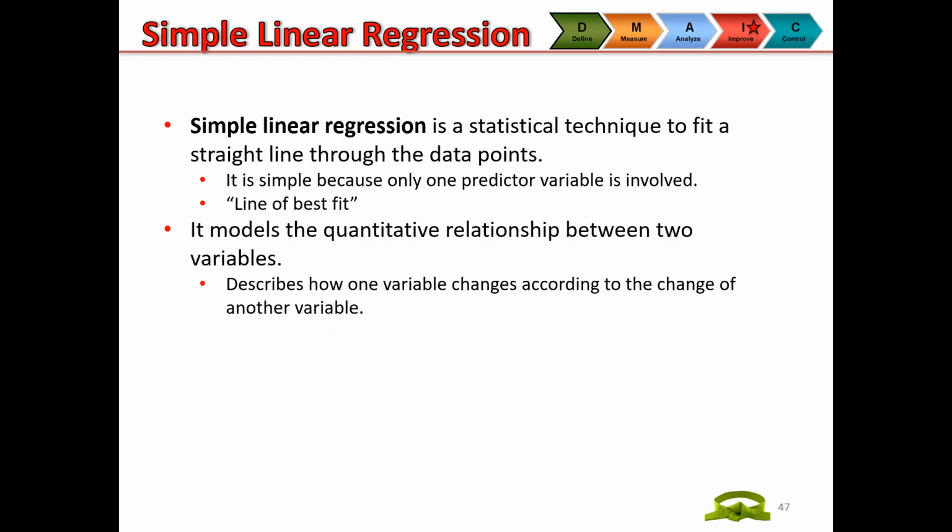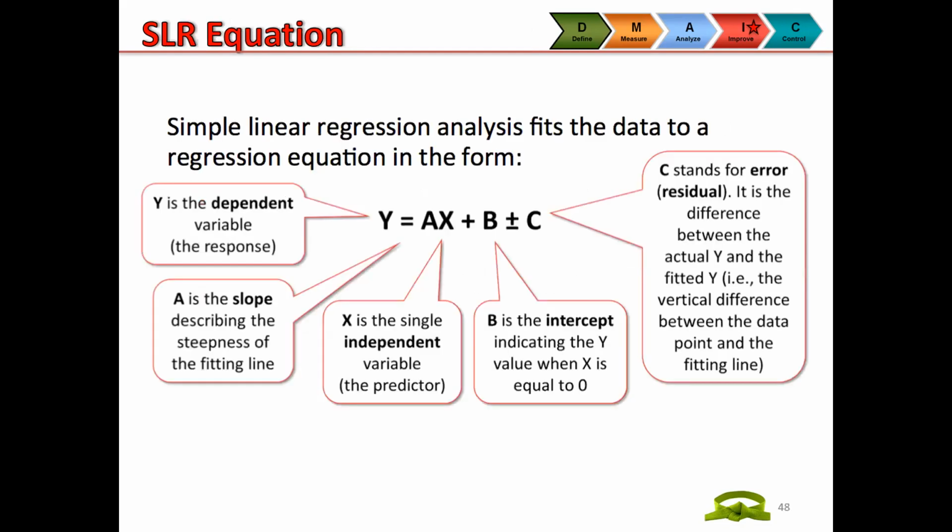So simple linear regression is a statistical technique to fit a straight line through data points. And it's simple because we're only using one predictor. When we get into multiple linear regression, that's two or more. What the model does is model the quantitative relationship between the two variables. And there's a formula that I showed you, with the line and everything else. They just added a C on there, which we're going to get into in a second.